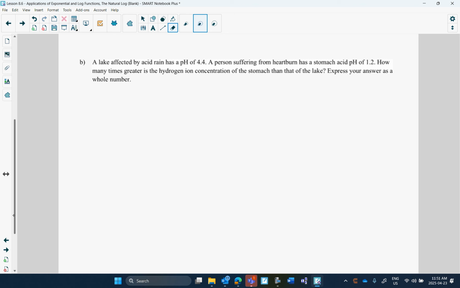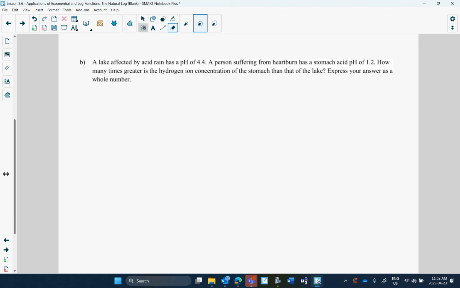A lake affected by acid rain has a pH of 4.4. A person suffering from heartburn has a stomach acid pH of 1.2. How many times greater is the hydrogen ion concentration of the stomach than of the lake? Well, that means we have to find H plus of each one, and then figure out how many times bigger one is than the other by division. I mean, how many times is 100 bigger than 4? 100 divided by 4, 25 times.